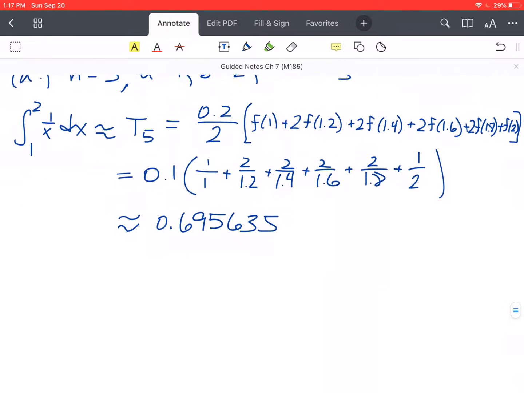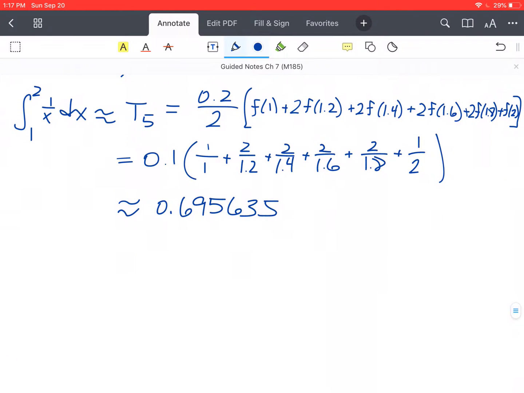Okay, then let's go ahead and look at the midpoint rule, and then we'll compare.